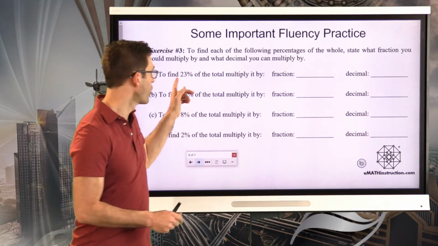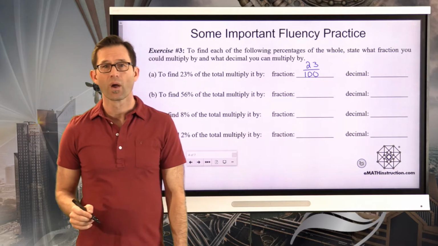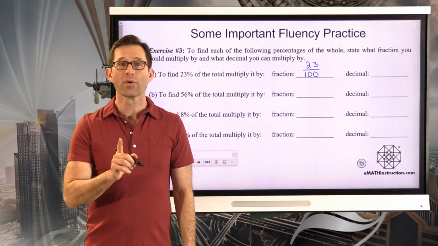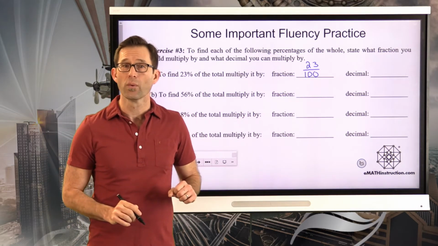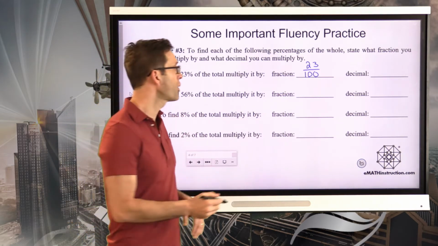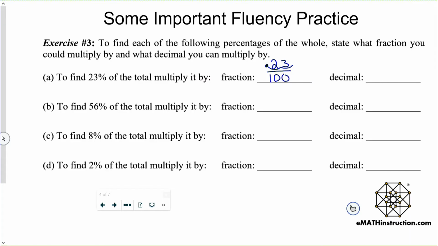Well, in fraction form, if the percent is 23%, I could multiply by 23/100ths. All right? Now, in order to multiply by a decimal, though, I would want the equivalent of 23/100ths. What is the equivalent of 23/100ths? Well, I just move that decimal point 2 units to the left, and I have 0.23.